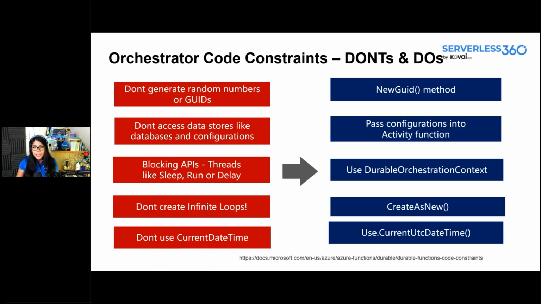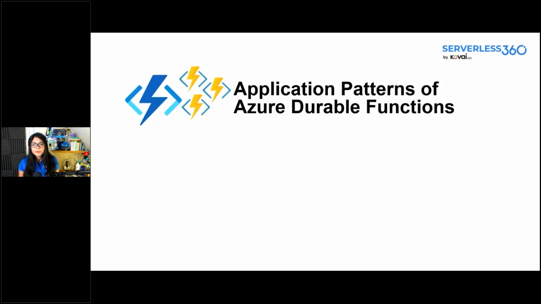So those are the patterns, the constraints. They're good to know, especially if you're just getting started. If you've done durable functions before, that's great, and this is just a recap for you. But for the beginners, this is really important to think about in terms of stateful workflows. There's actually a list that Microsoft updates all the time. This is the link here, and you can just search on Google for durable functions code constraints, and you will get a lot of resources.